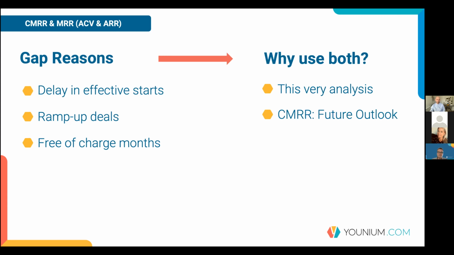And that's what I'm trying to say here, that the CMRR is kind of optimistic, right? Saying that we've contracted them at 1,000 per month, and that's what they're going to pay, but they might not pay that now. So it's a very optimistic view of the future to see where the company is heading, in what direction. We can see where we will end up if we get beyond all these delays and effective starts, these ramp-up deals, these free of charge months and so forth, right?